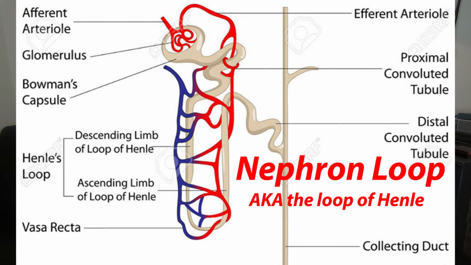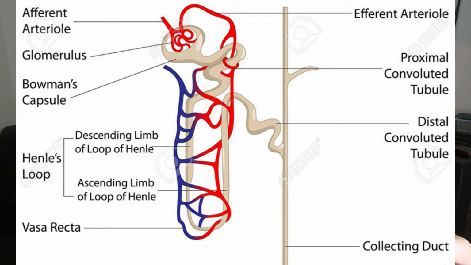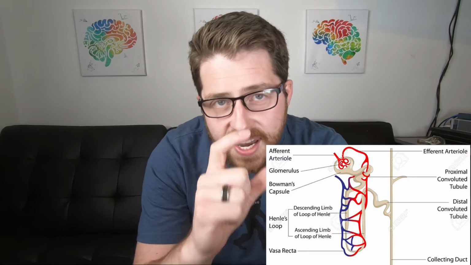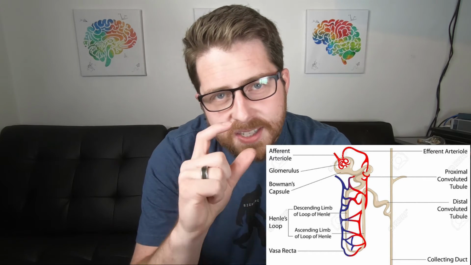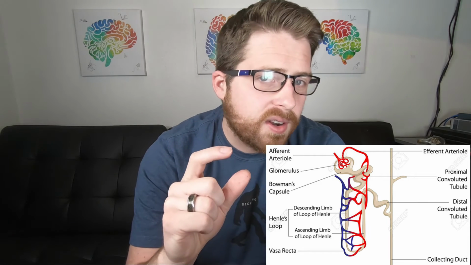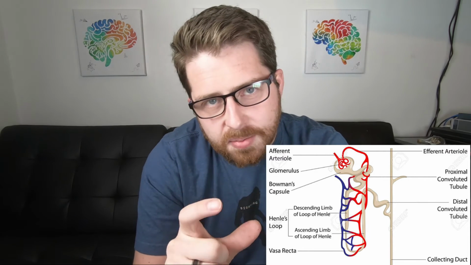reabsorbed. Nutrients and things that the body still wants to keep are absorbed back into the bloodstream through this nephron loop. And what happens this time is that loop is affected. The things that need to be reabsorbed are not being reabsorbed. The reason it's called interstitial nephritis is because that space between, that nephron, that functional unit of the kidney, is inflamed and swollen, and so it's not being able to do its job correctly.